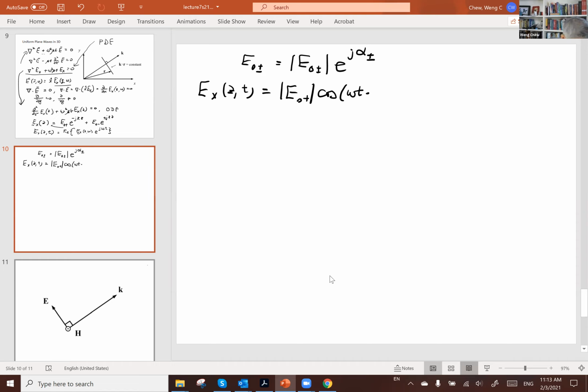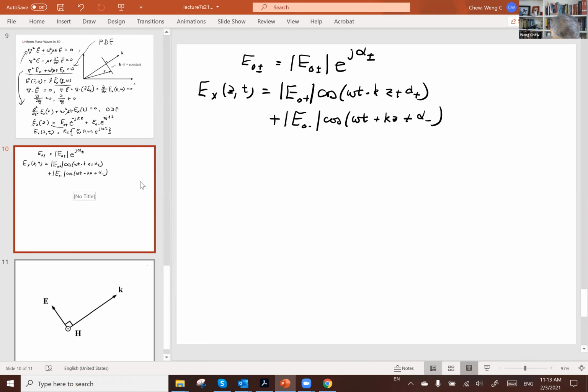If you find this in the time domain, you will find that it's E0 plus magnitude times cosine of omega t minus kz, not k naught, I just use k, plus alpha plus, plus E0 minus cosine of omega t plus kz plus alpha minus. And this is a simple exercise. You just go back and use this formula two times and you get these two terms.